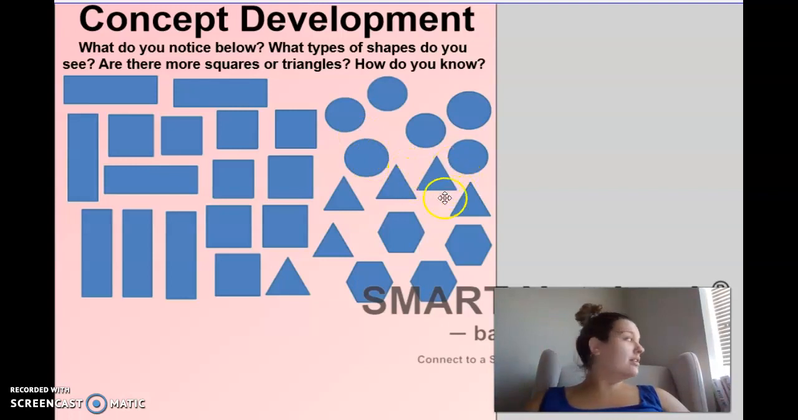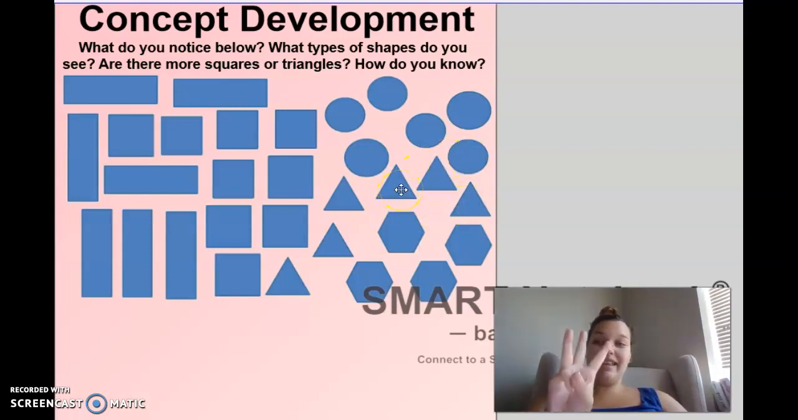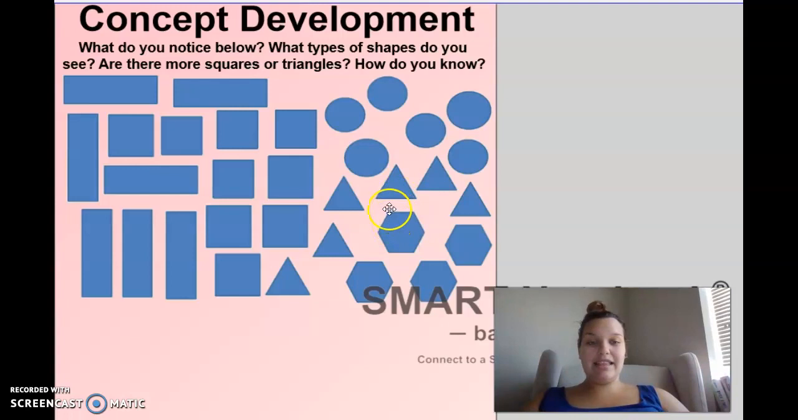It's the shape called a triangle, and it has how many sides? 3 sides. And then down here, what do we have? We have a hexagon. And a hexagon has 6 sides. Great job. So we're going to be comparing the number of shapes we see.